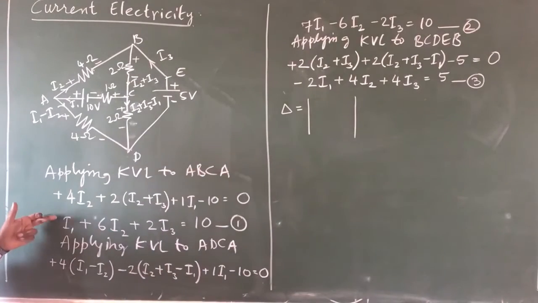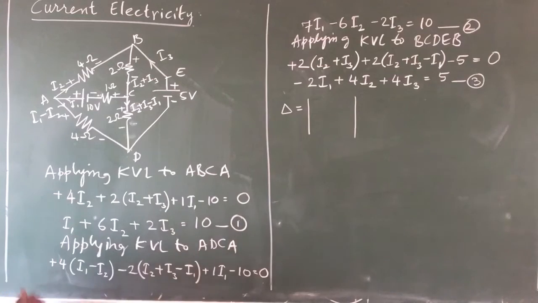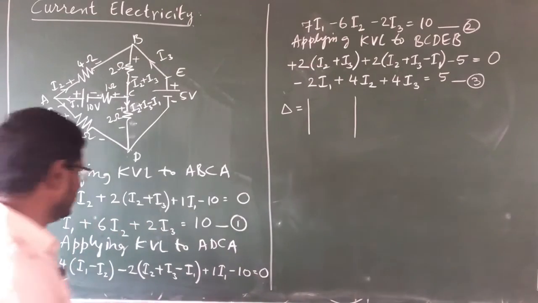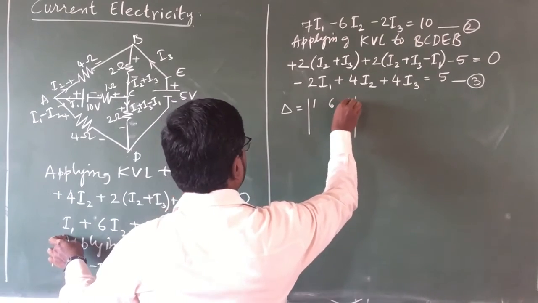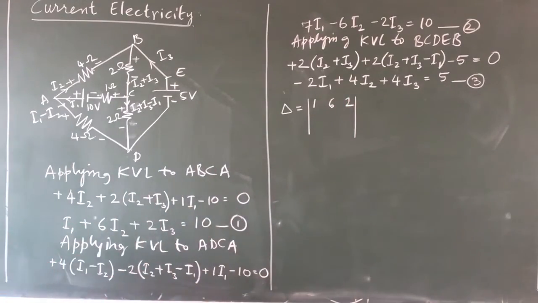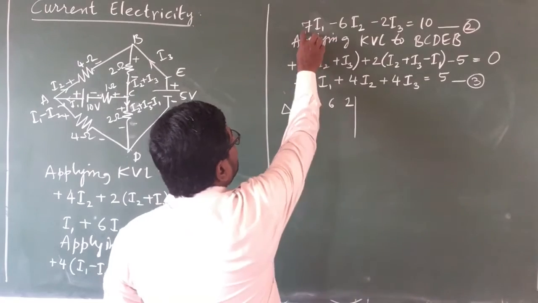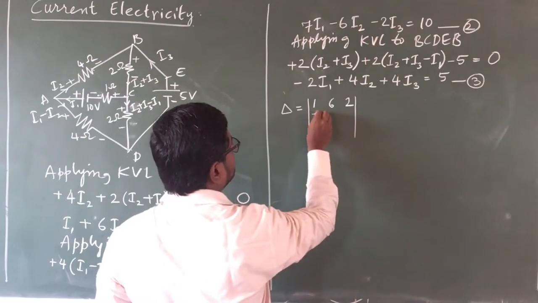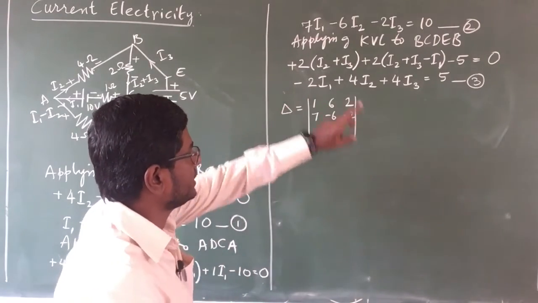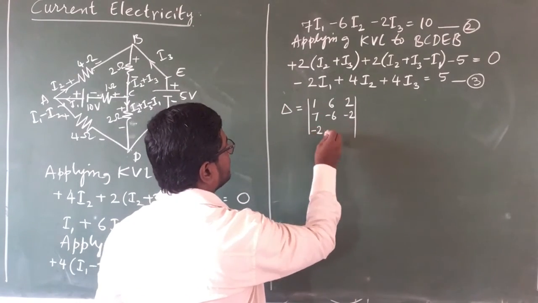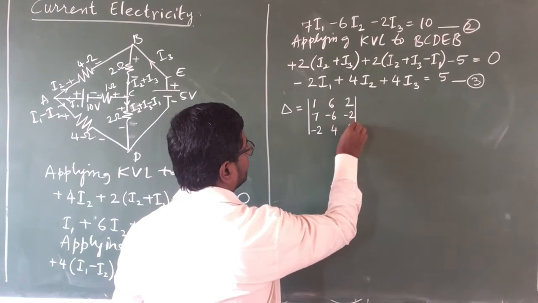So where is my first equation? It is here. So it is I1, 6I2, 2I3. So the coefficient is 1, coefficient is 6, coefficient is 2. So this is going to form my first row. So that will be 1, 6, 2. That is my first equation. Going for the second equation, 7, minus 6 and minus 2. Then the third equation is here. It is minus 2, 4, 4.